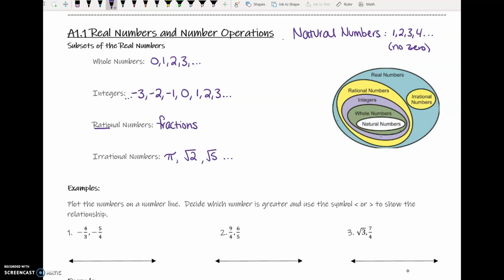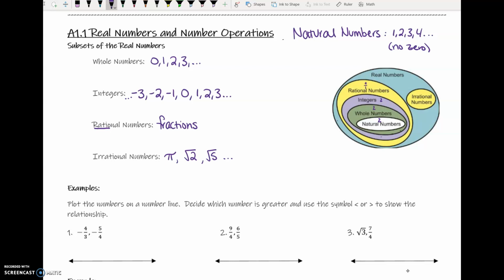So the number 2 is a natural number. It's a counting number. 2 is also a whole number. 2 is also an integer. 2 is also a rational number. It can be written as 2 over 1, and 2 is a real number.